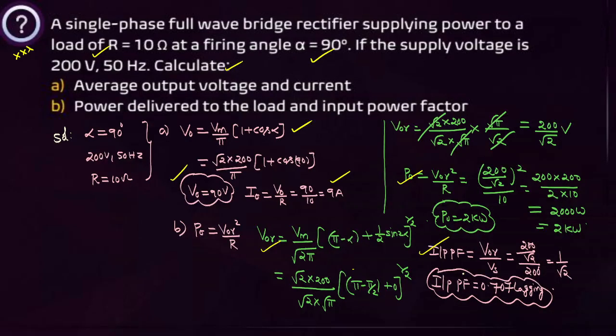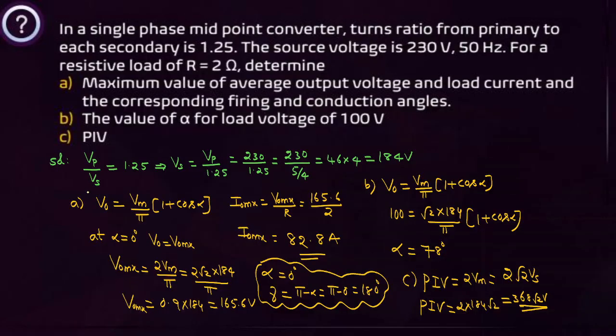And what is the input power factor? V naught RMS by Vs, that I am getting 0.707 lagging. Please practice these questions. Once again, I am repeating this statement: you follow the analysis points I have given and solve this practice code. That is only our final preparation.